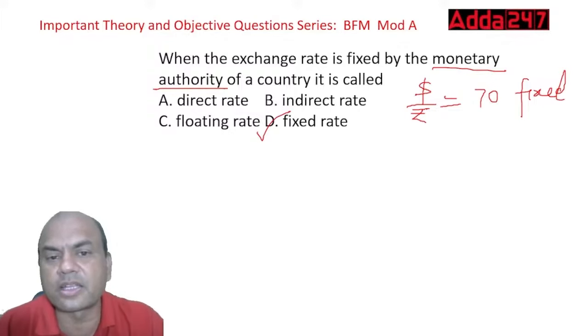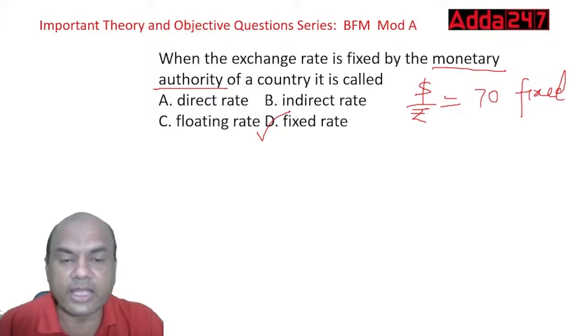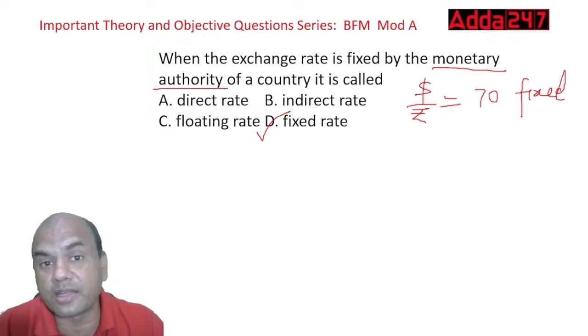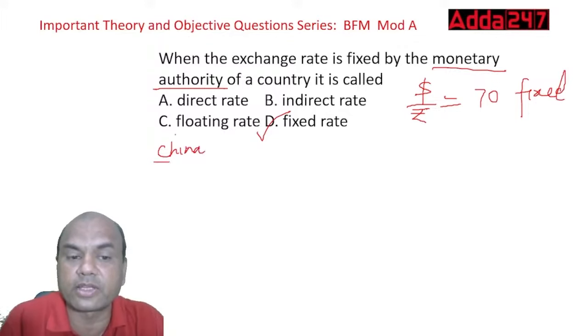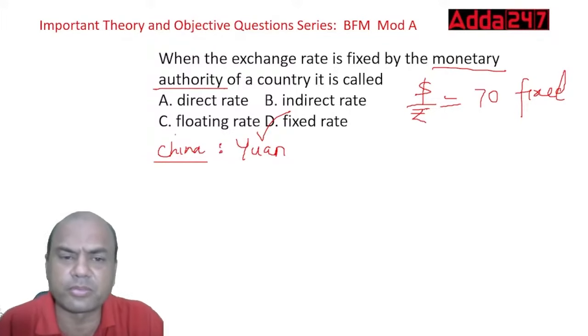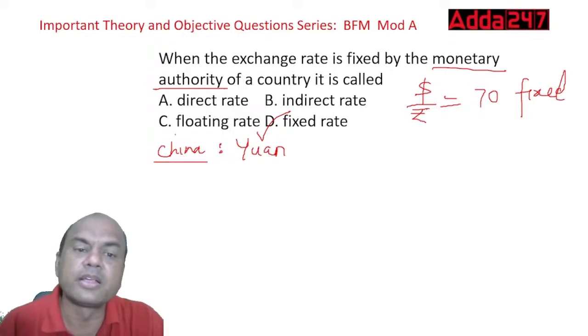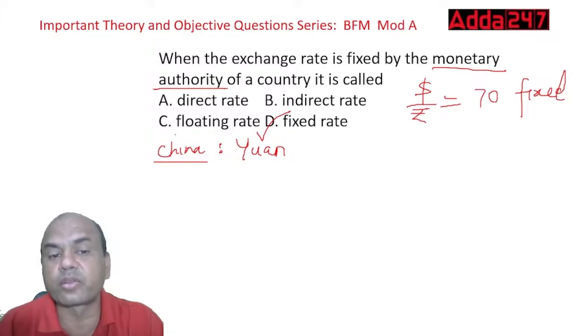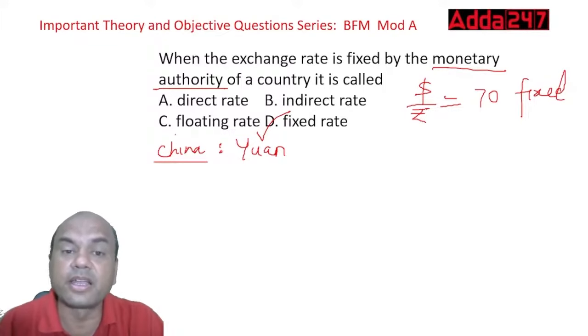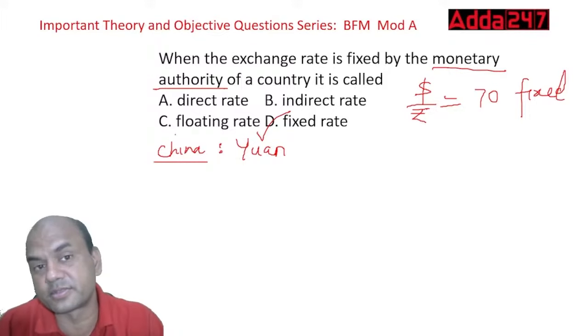These things are done in many countries. There is huge direct interference in the currency by many countries. I'll tell you where: China. What is the currency of China? It is the Yuan, also called renminbi, but the main one is the Yuan. China interferes a lot in its currency. You can call it an administered rate, which means it is administered by the government, with direct interference.